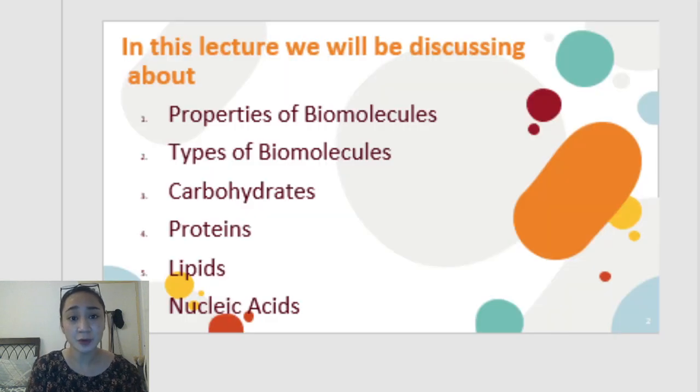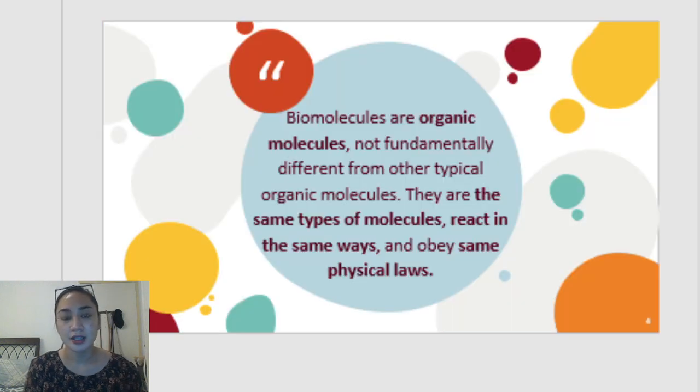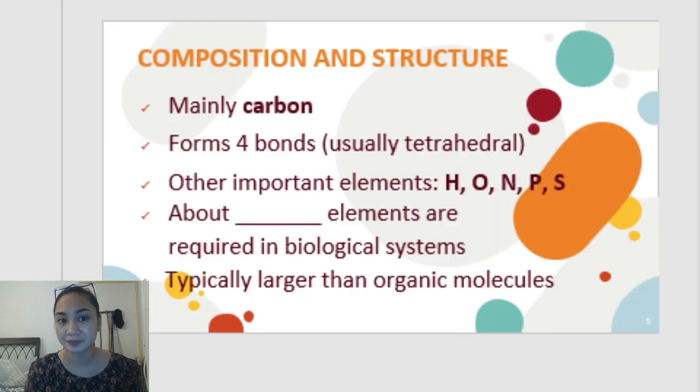So, in this lecture, we will be discussing about properties of biomolecules, types ng biomolecules. We have carbohydrates, proteins, lipids, and nucleic acids. So, properties of biomolecules muna tayo. First part. Sabi, biomolecules are organic molecules, not fundamentally different from other typical organic molecules. They are the same type of molecules, react in the same ways, and obey same physical laws.